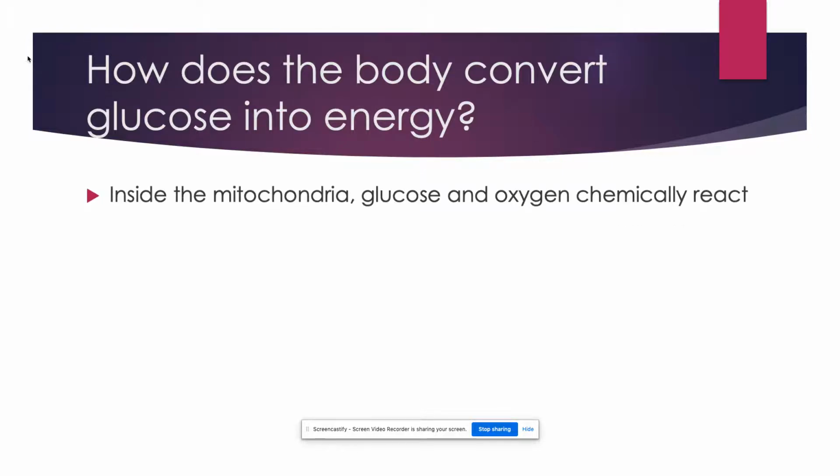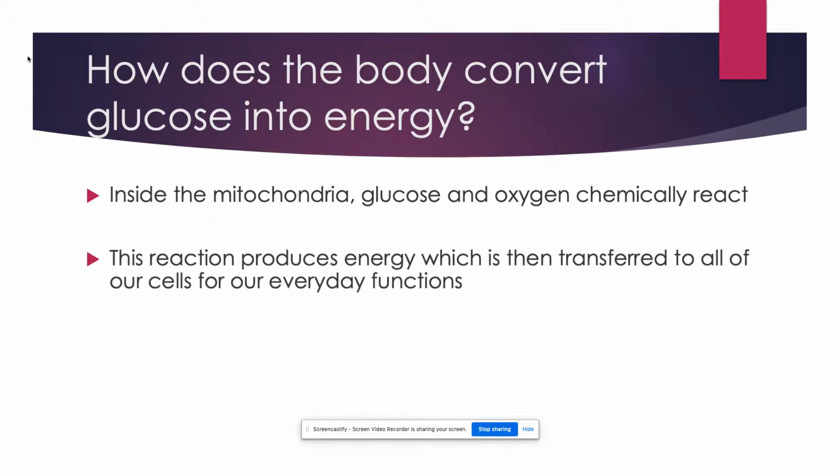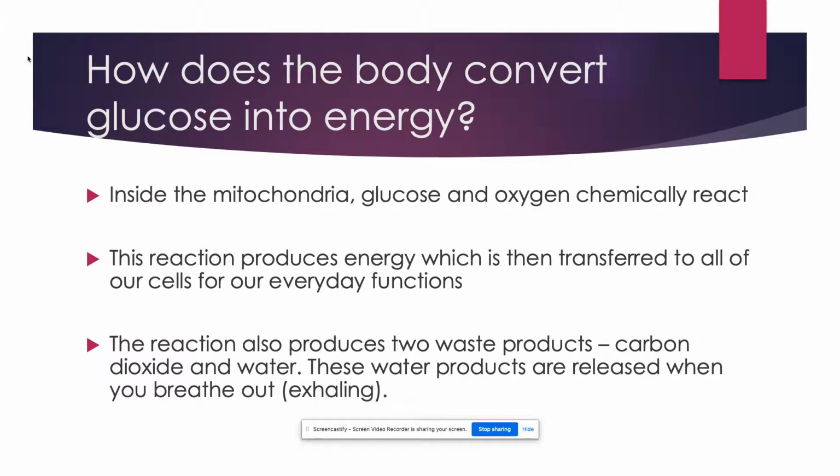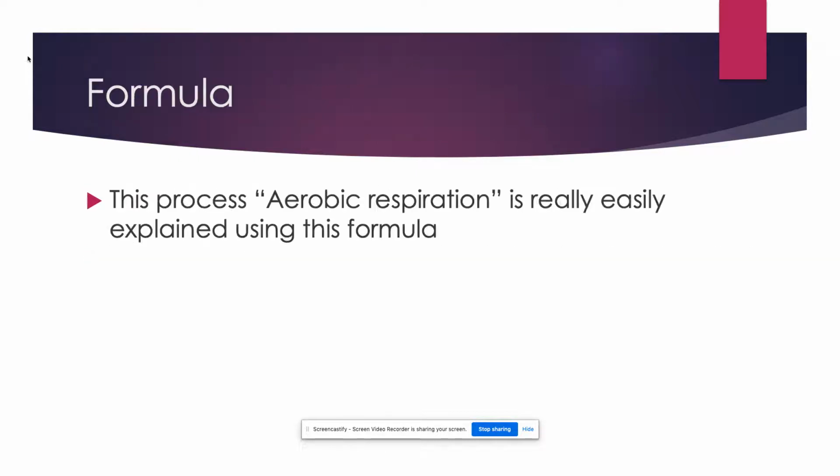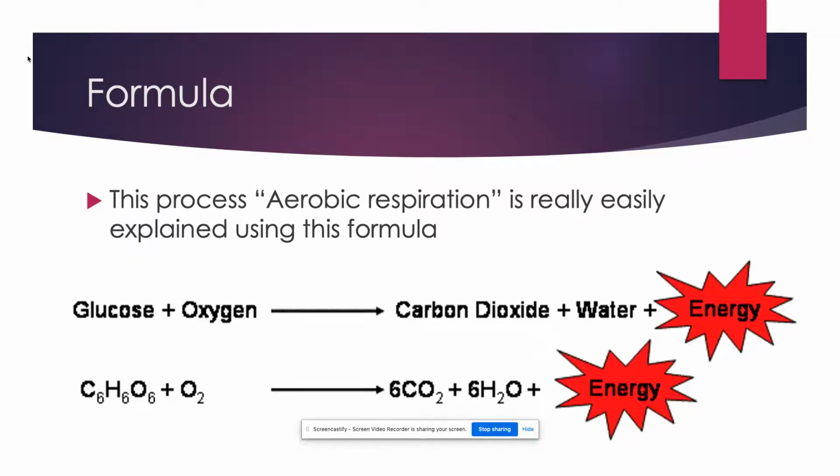Well, inside the mitochondria, you don't need to know what that is, you just need to know the word. Inside the mitochondria, glucose and oxygen chemically react. This reaction produces energy which is then transferred to all of our cells for everyday functions. The reaction also produces two waste products, carbon dioxide and water, and we get rid of those as we exhale when we are breathing. The formula for aerobic respiration looks like this. Glucose plus oxygen equals carbon dioxide and water and energy.